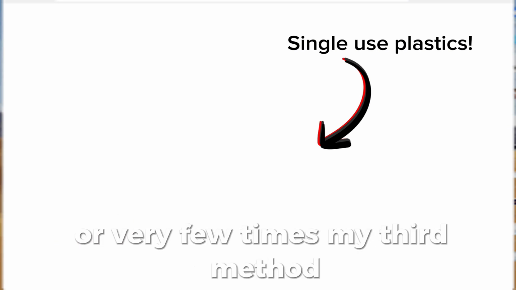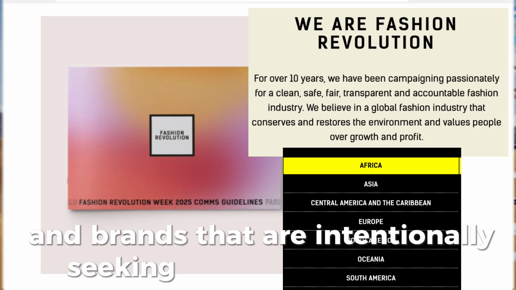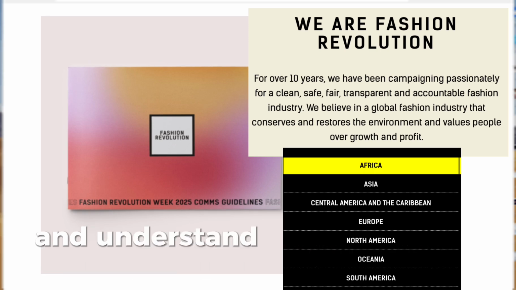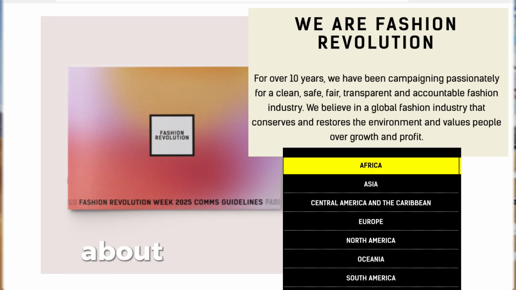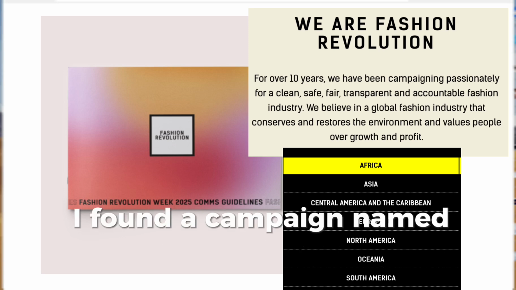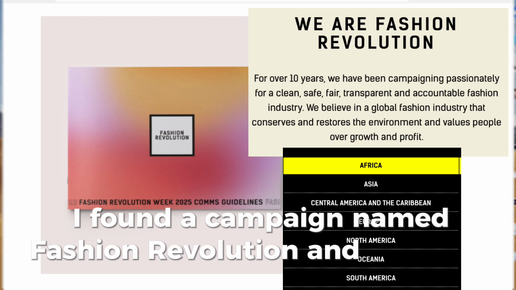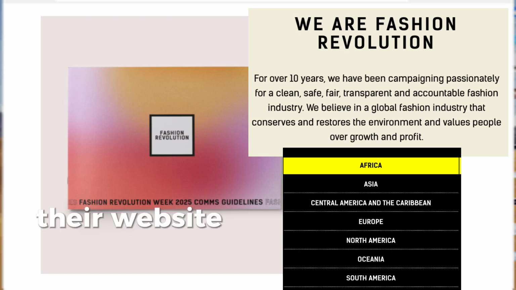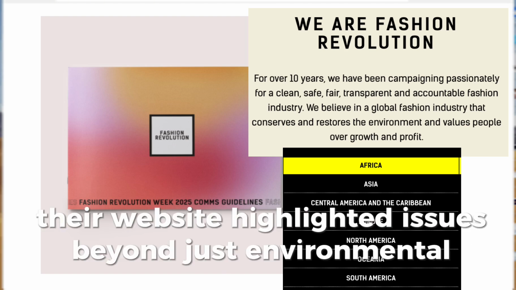My third method of seeking information about the issue of sustainability in fashion: we can seek out organisations and brands that are intentionally seeking to counter the issue and understand the information that they have to offer about their personal goals. In this part of my research, I found a campaign named Fashion Revolution and explored their website. Their website highlighted issues beyond just environmental.